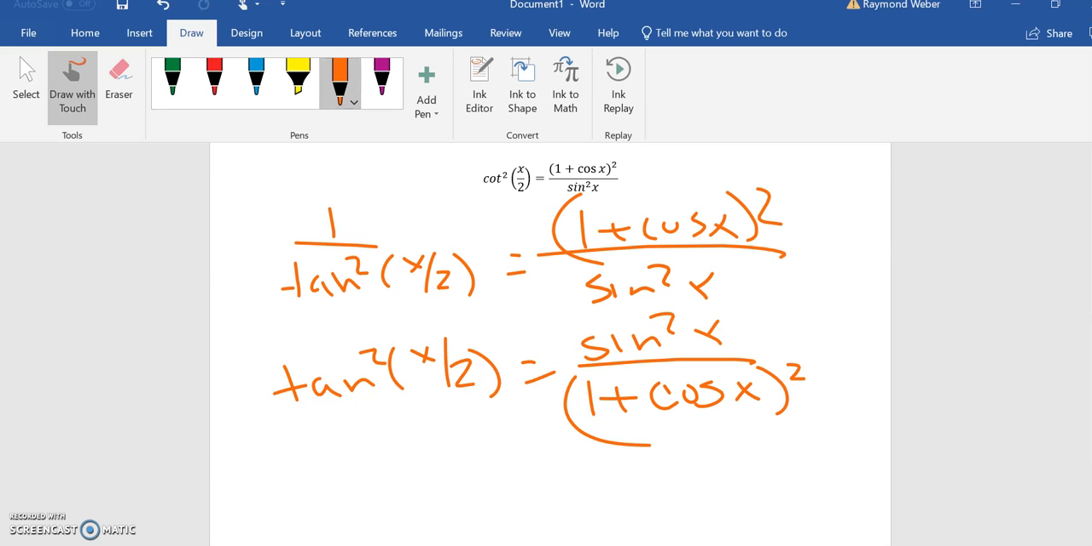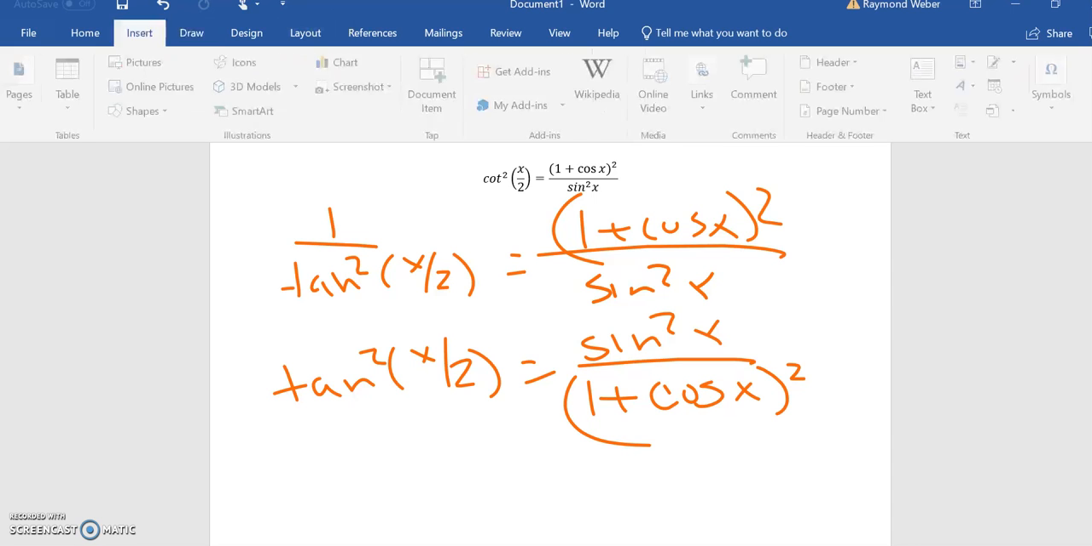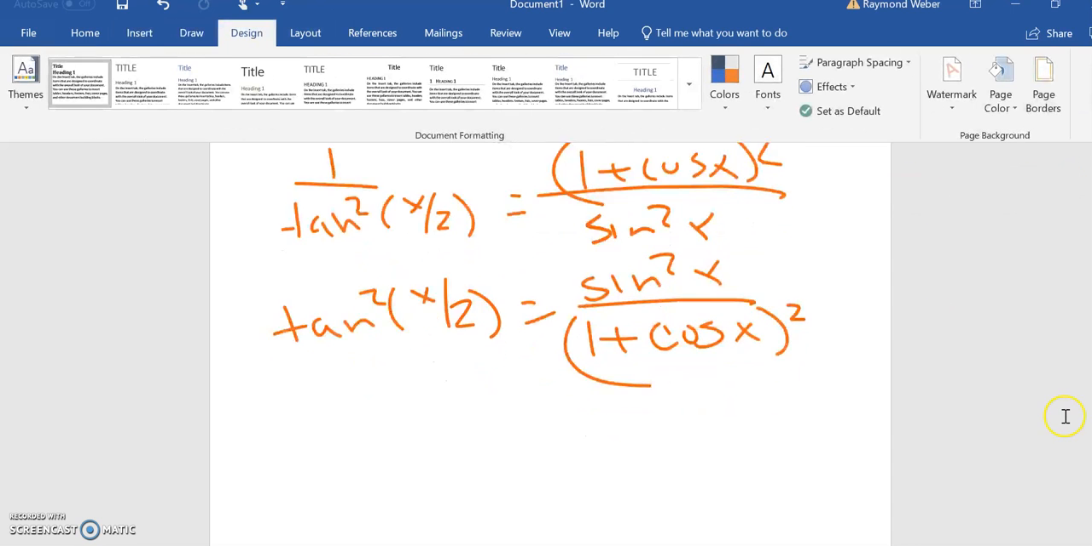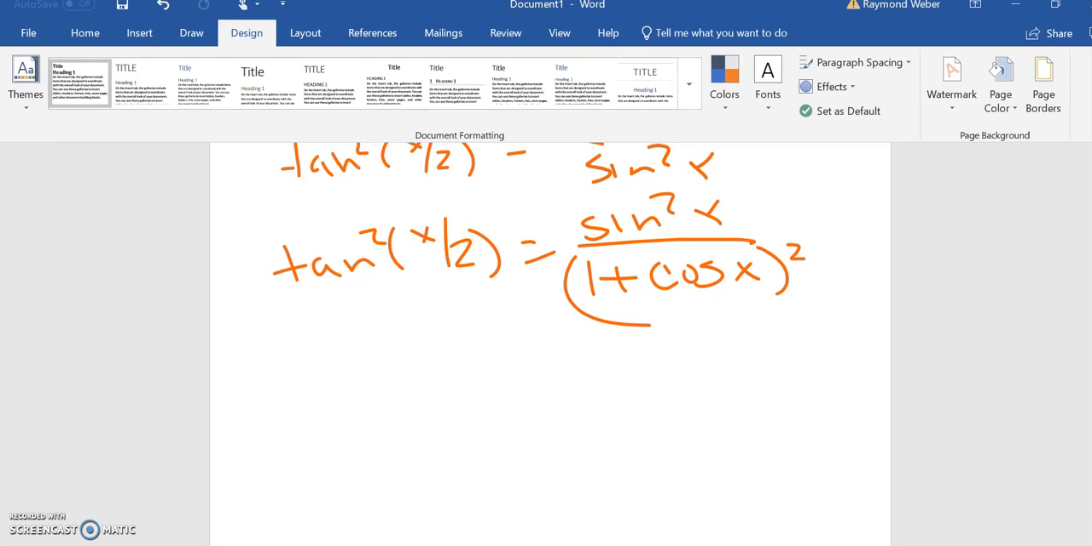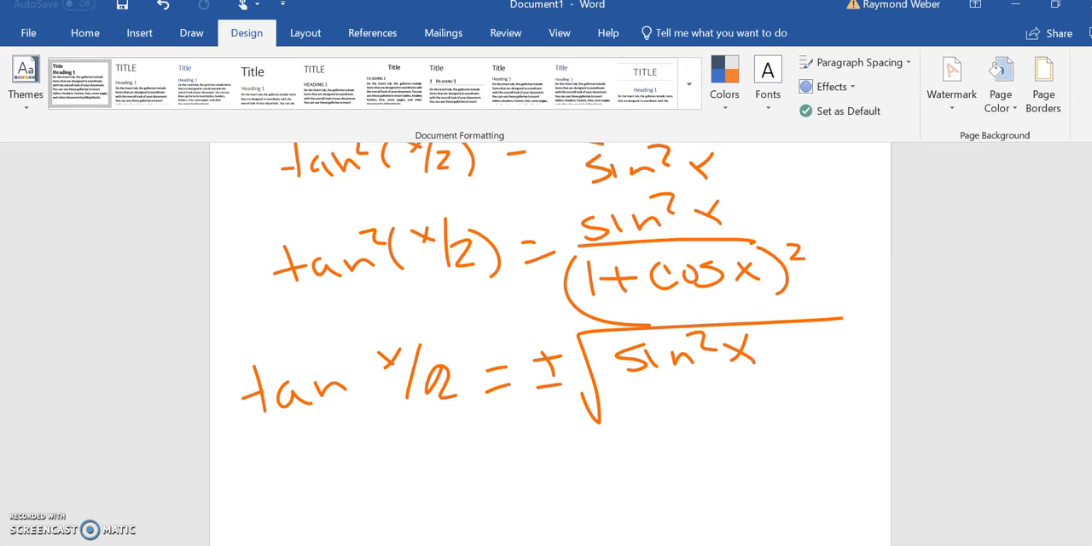Okay, now why is that helpful? Well, because now I have something I can actually look to solve. And then I'm going to take the square root of both sides, and I get tangent half equals plus or minus the square root of sine squared theta over 1 plus cosine squared theta.